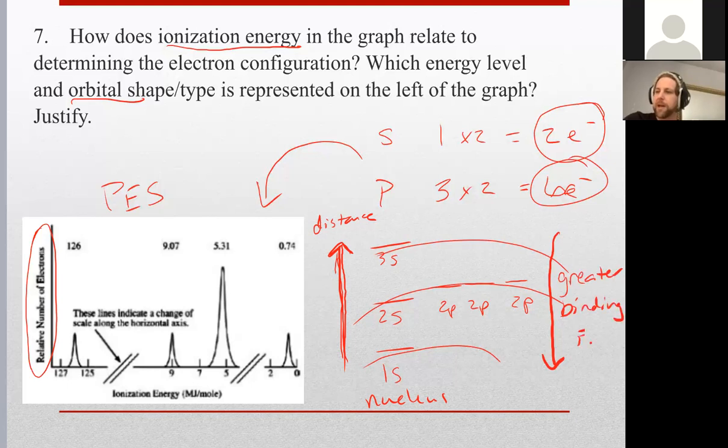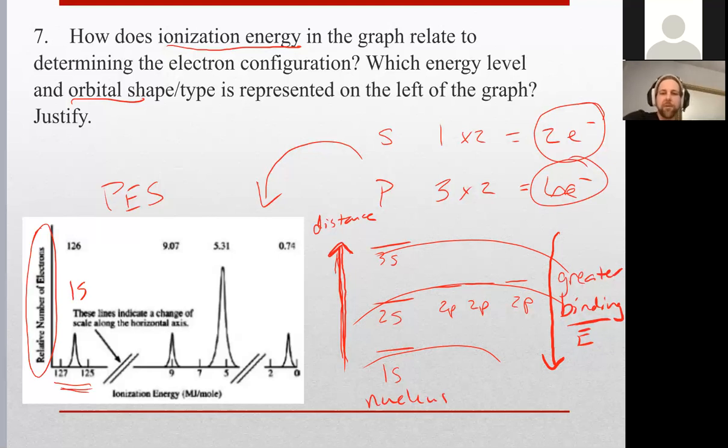And binding energy is a direct relationship to ionization energy. Ionization energy is the energy required for an electron to be removed. So when we look at this graph, we see that the highest numbers are on the left. So those should be for the electrons that are the closest to the nucleus. These should be 1s electrons because they're the closest to the nucleus.